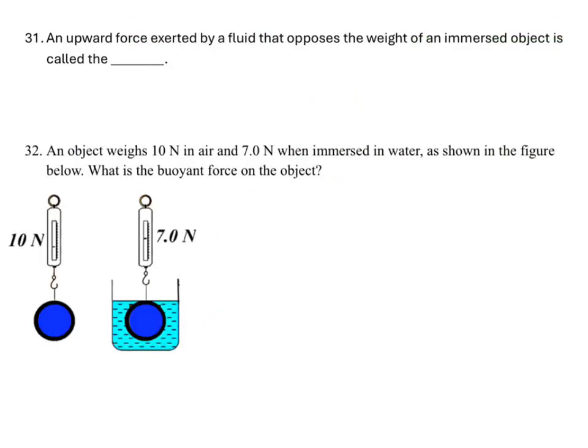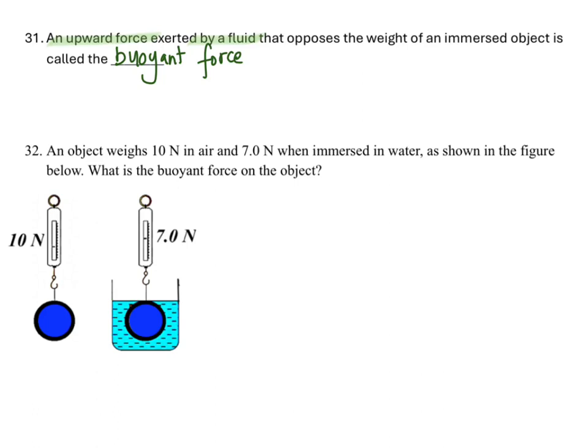On this page we have some questions on buoyant force. We know that buoyant force is the upward force which acts on an object which is inside the fluid. So the first answer is buoyant force. It is just asking you to fill in the blanks. Upward force exerted by a fluid that opposes the weight of an immersed object is called buoyant force.